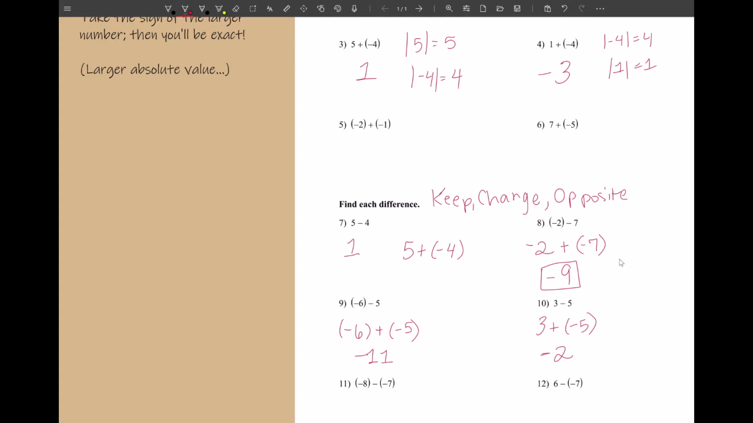The answers to 5, 6, 11, and 12, I'll go ahead and write those in now. This should have been -3. This one is 2. This one should have added a positive 7, so that would make it a negative 1. In this one, you are adding a positive 7 as well, which makes it 13.